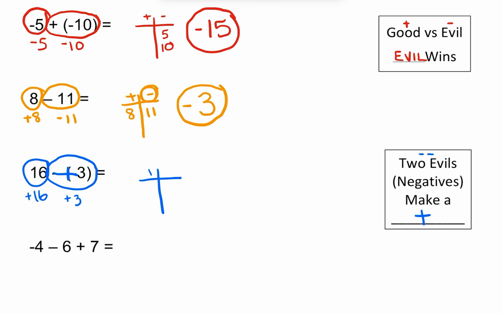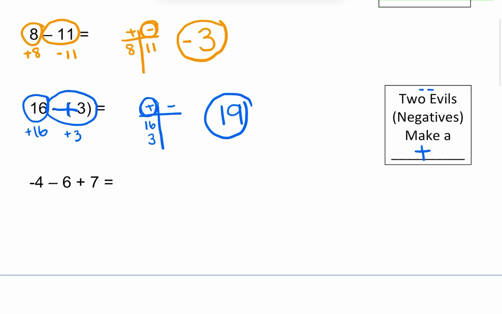And then in my table, I have a 16 and a 3 that are both positive. Same signs you add. So I'm going to add 16 plus 3 is 19. And I only have positives. So I don't write the positive because it's invisible. +19.